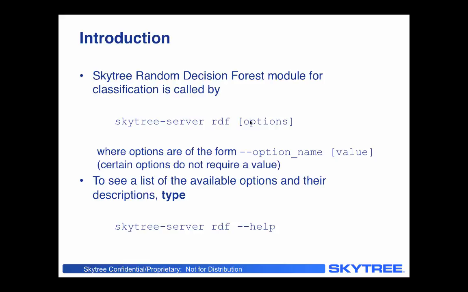Typing --help after Skytree server RDF will give you all the available options for the random forest module with quick descriptions for each one of the options. This is a great way to look up the syntax for the available options and also to quickly look up what each option does. And for more detailed information, please refer to the user guide, which has all sorts of descriptions and examples for all the possible options.